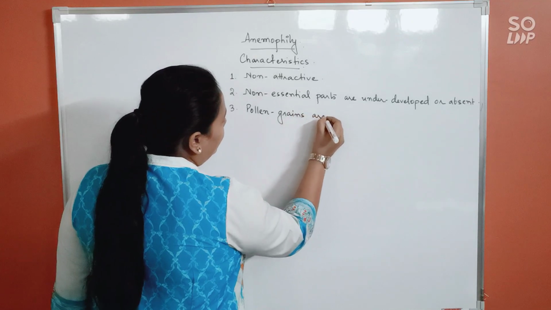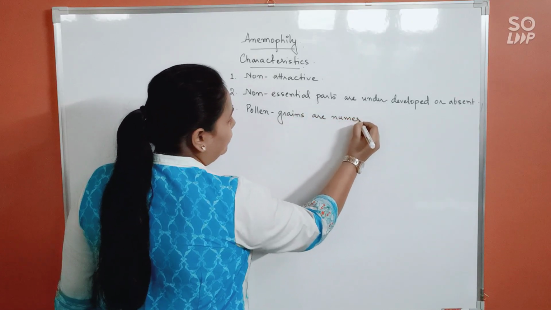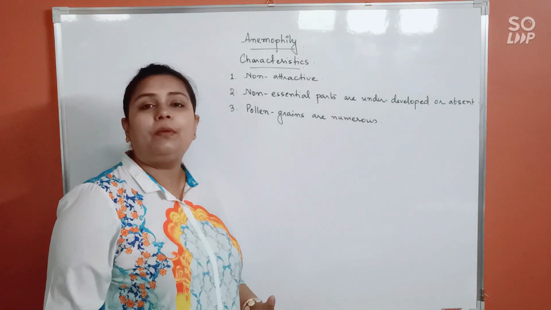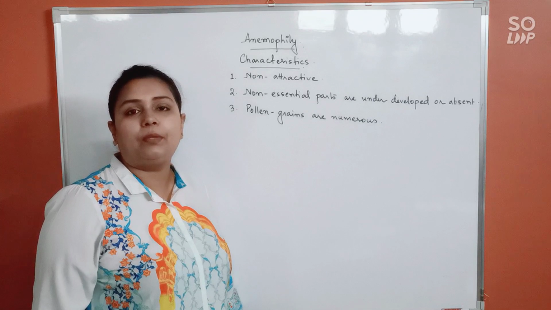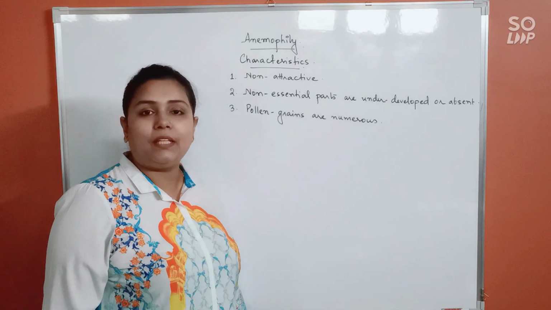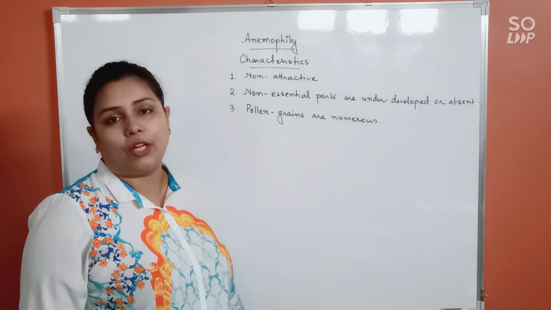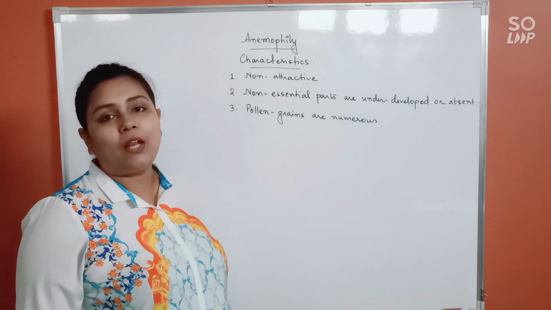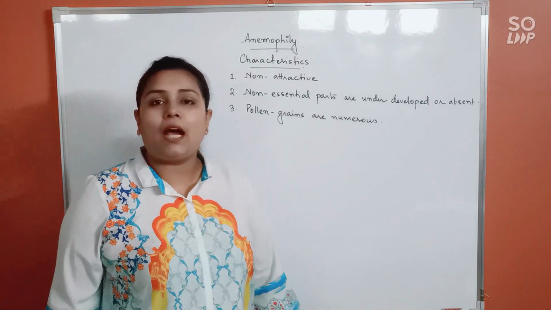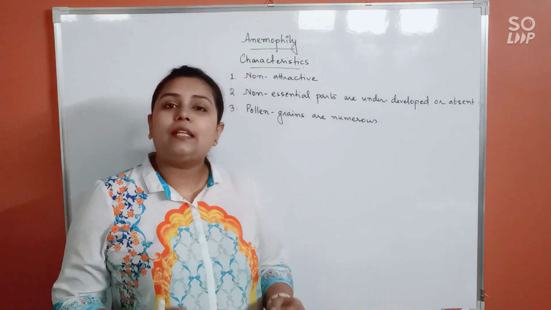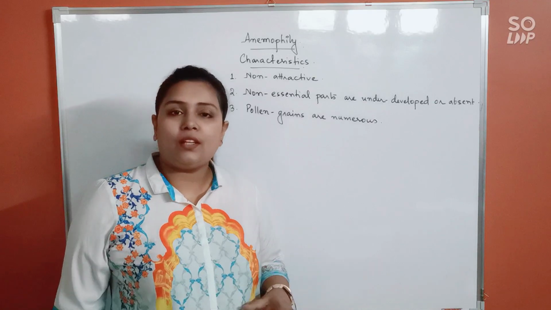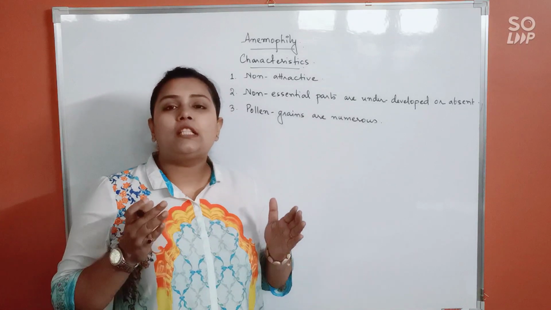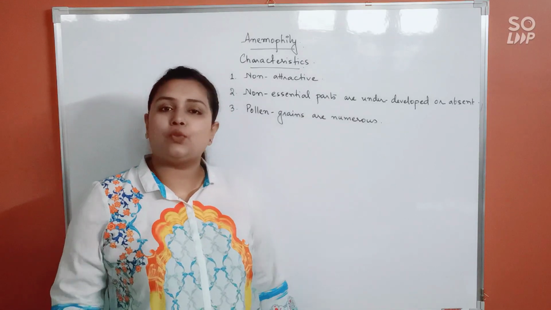Pollen grains are numerous. The pollen grains which are produced, they will be very huge in quantity. For example, a single male flower of cannabis can produce 5 lakh pollen grains. So that much of pollen grains in huge quantity, the flowers will have to bear. Now what is the reason behind such large amount of pollen grains? The reason is that, see, wind, it can take the pollen grains to any kind of direction, isn't it? There is no specific direction in which the pollen grains will be taken.